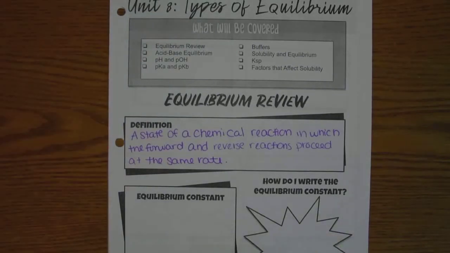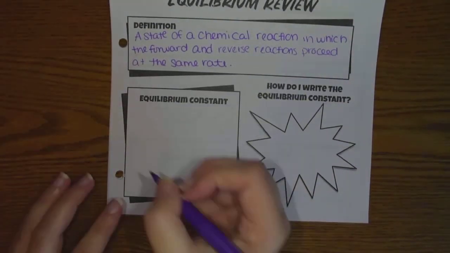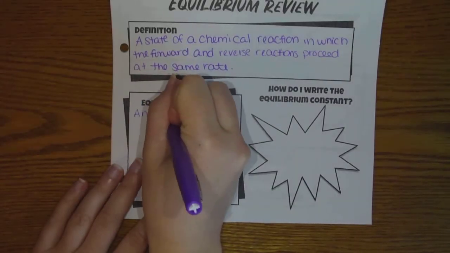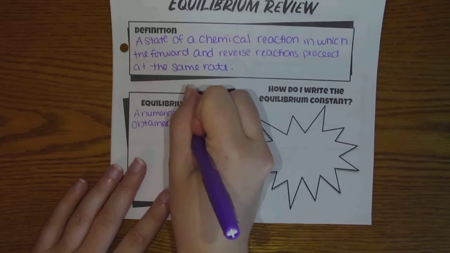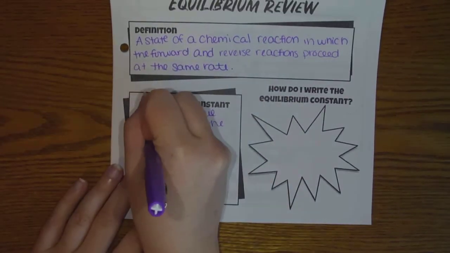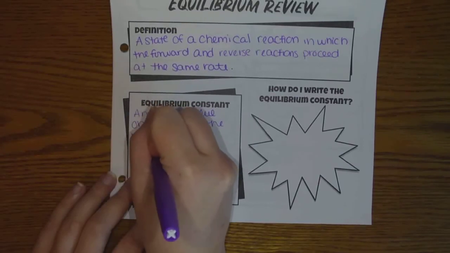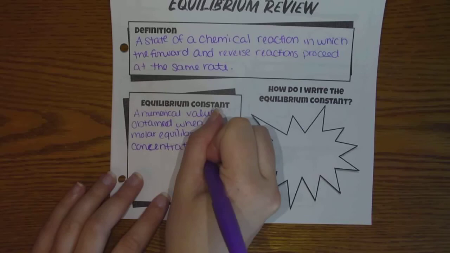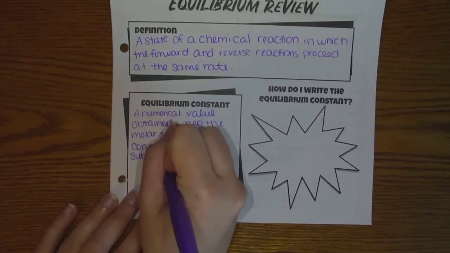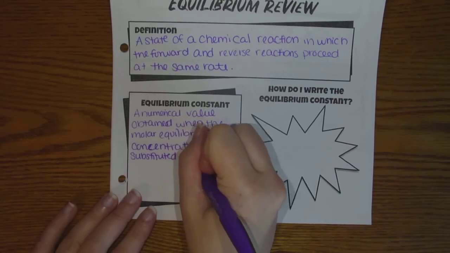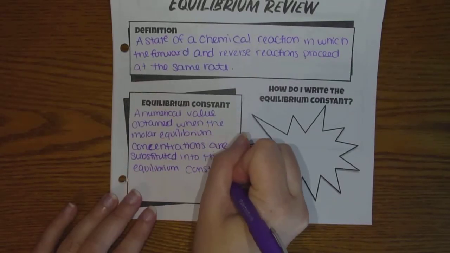Okay? With that, we talked about the equilibrium constant, and that's essentially a numerical value obtained when the molar equilibrium concentrations are substituted into the equilibrium constant equation.